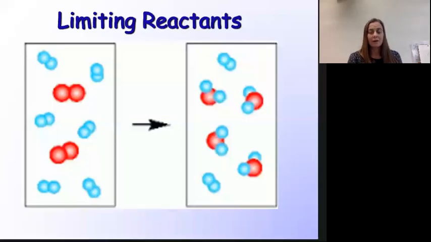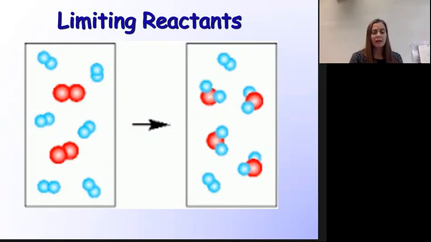Welcome back to our flipped chemistry classroom, where today we're going to be talking about limiting reactants or limiting reagents. So we've been talking through stoichiometry and understanding how much of a product can be made or how much of a reactant is needed in order for a reaction to happen. And so today we're going to talk about the idea of a limiting reactant.